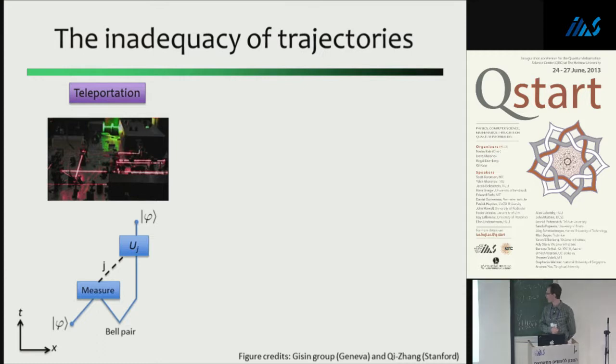And if you try to look at this in terms of trajectories, then you might say, oh, no problem. The quantum information follows a very clear trajectory, from this location, through the measurement, through the classical communication, and to the destination.